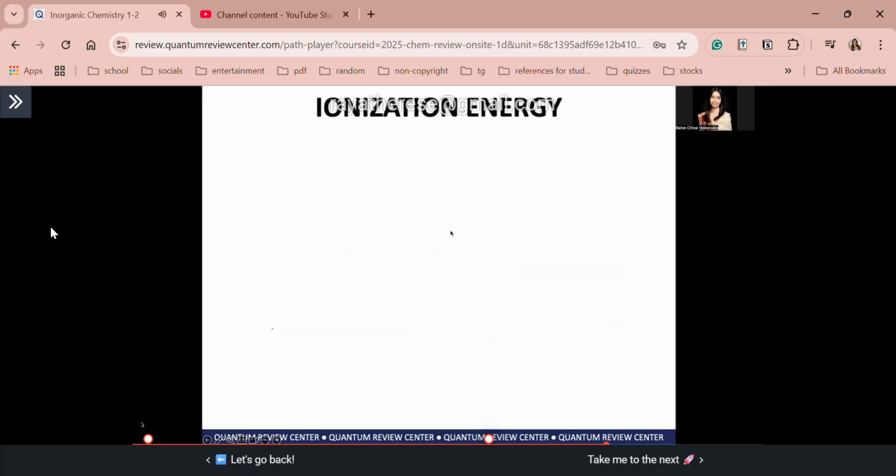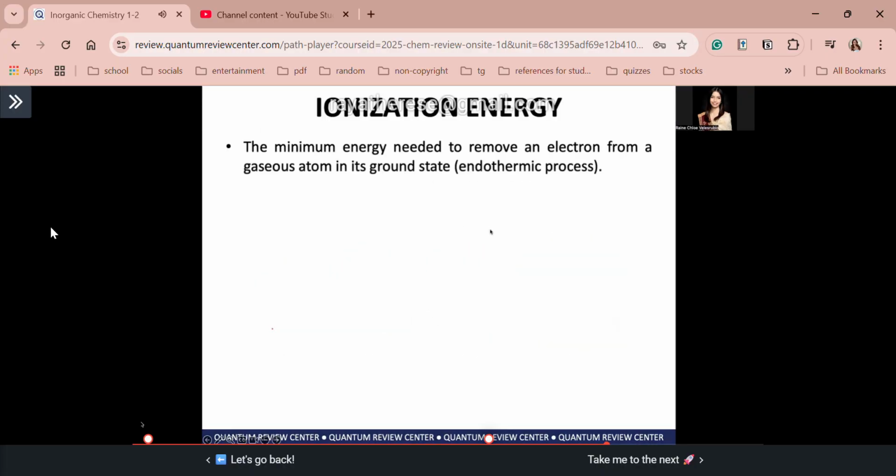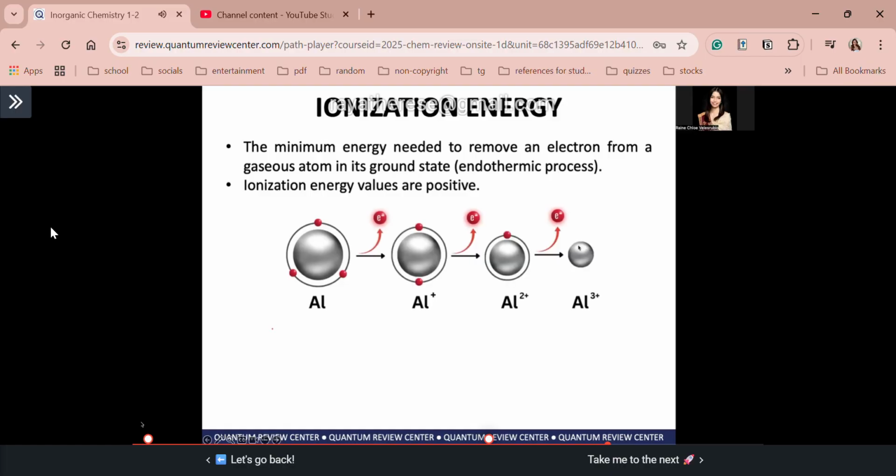Okay, now let's go to our next trend, ionization energy, which is the minimum energy required to remove an electron from a gaseous atom in its ground state. The removing of the electron from an atom is endothermic. Okay, thus, it absorbs energy. This is why the ionization energy values are positive.